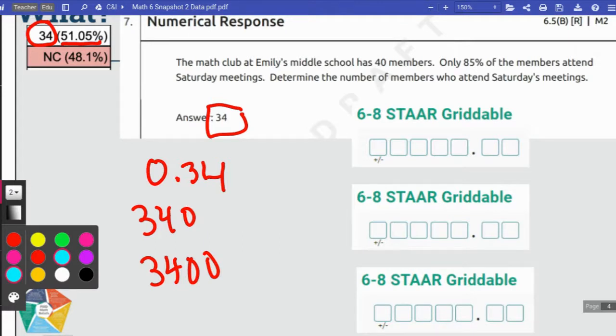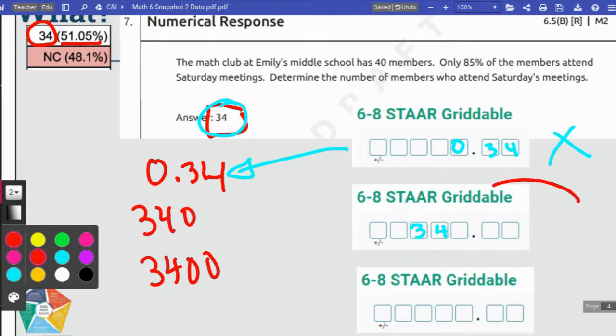So for example, let's say the students have 34 as the answer, but if they input it this way, 0.34, that is why it's wrong. I also notice students inputting it this way, 34, leaving a space blank, which means that in the system it would count as 340, which is another area where they could have messed up. I don't know, I'm just thinking.